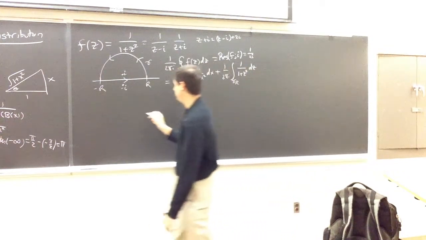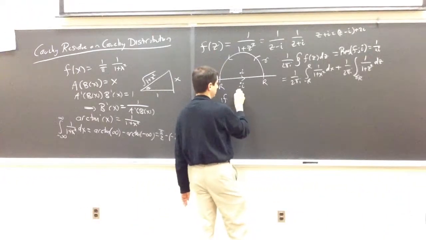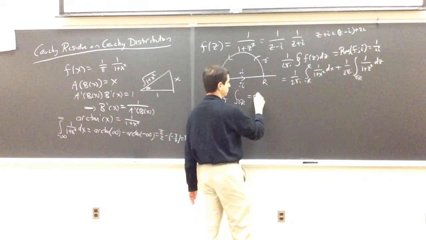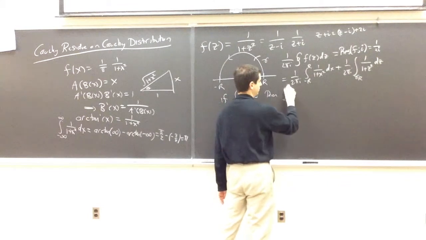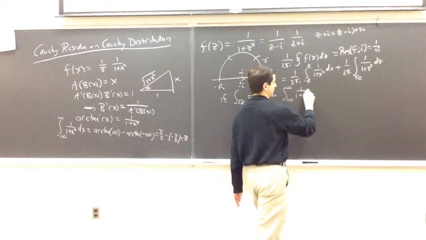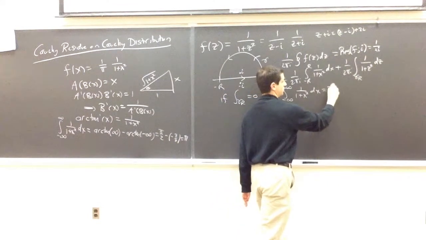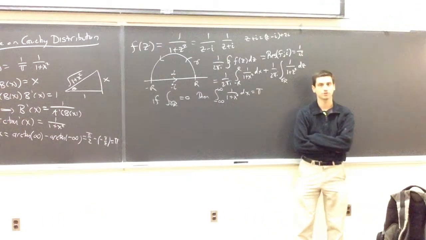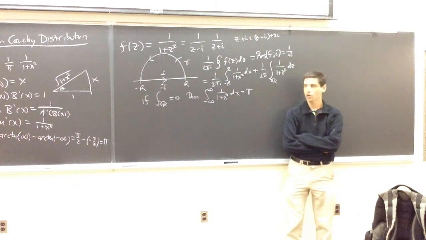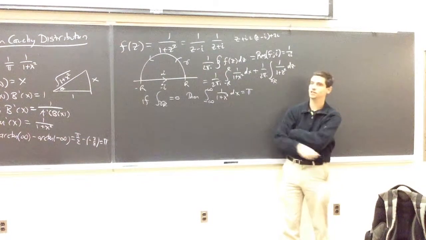So if the integral over gamma r equals 0, then the integral from minus infinity to infinity of 1 over 1 plus x squared dx equals pi. And that's going to just come from then taking the limit as r goes to infinity. So all we have to do is show that this integral tends to 0.